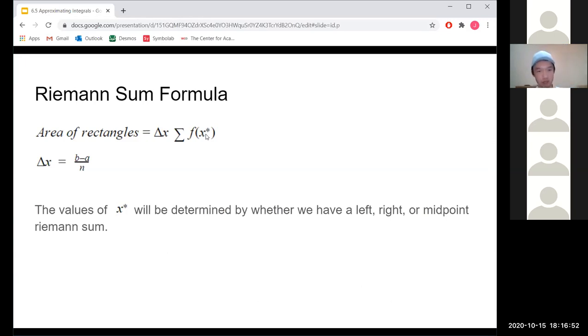All right. You guys should remember this formula. I remember when I first took calculus, they gave me this formula and I had no idea what it meant until I did an example. So yeah.